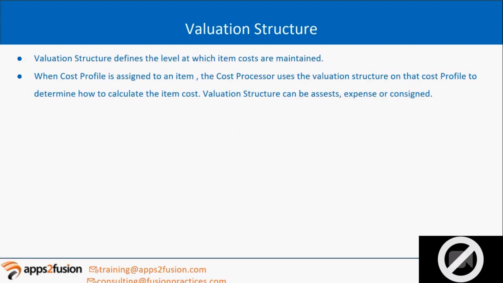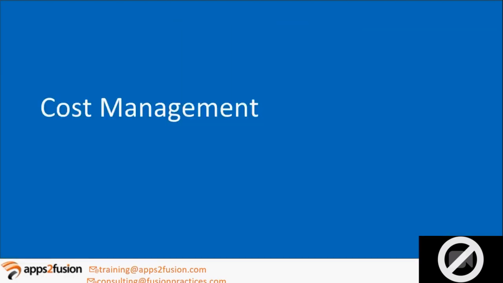Okay. Then there's also something called valuation structure. It again defines the level at which item costs are maintained. I had examples of this valuation structure, I can't recall. So what it says: when a cost profile is assigned to an item, whenever you run your cost processor, which actually does the calculation, it uses this valuation structure, which is defined on the profile, to determine how the cost should be calculated. And this valuation structure can be assets, expense, or for consigned inventories. Okay, so too many elements. We'll just go from the start once again.